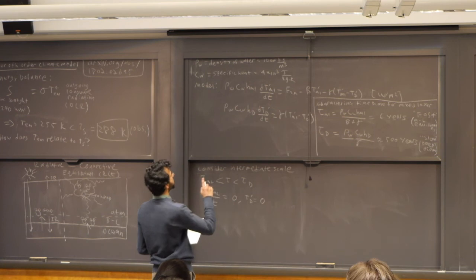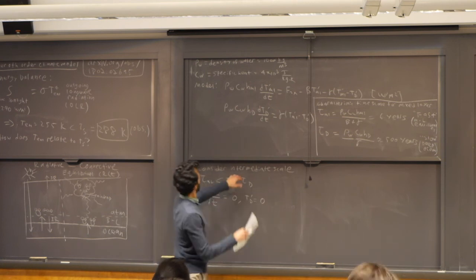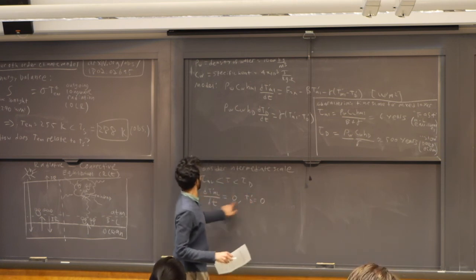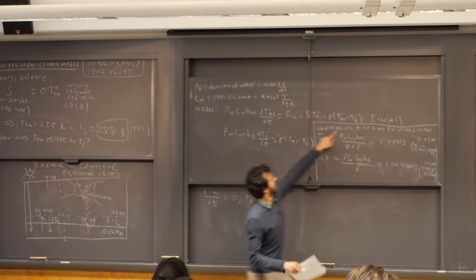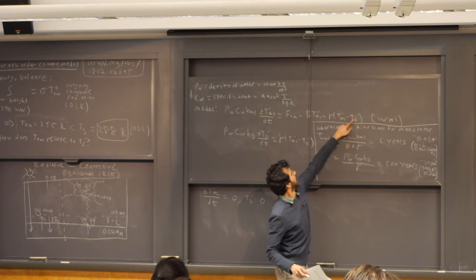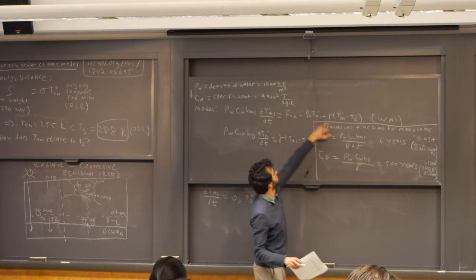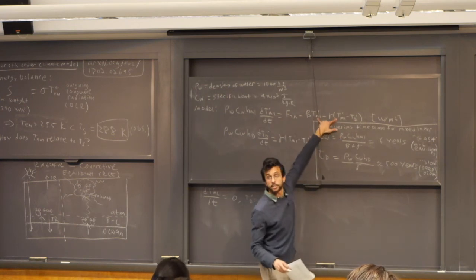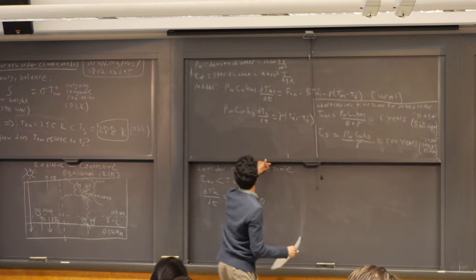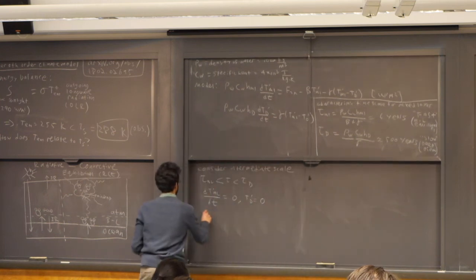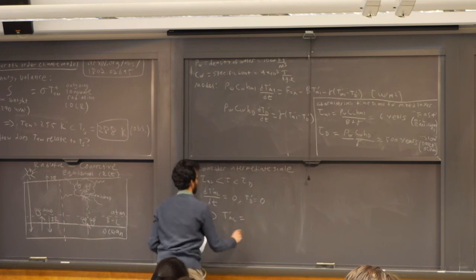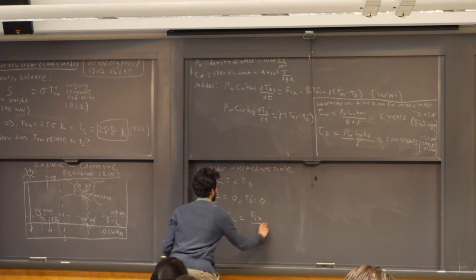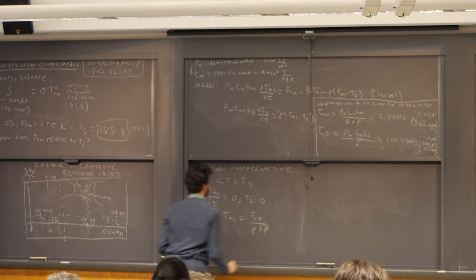But now I can go back to my equations, right? So if I take these two qualities and I look at this guy, I set this to zero, and I set that to zero. And then I solve. And that's an equation that only has these three terms, and I can solve for the mixed layer temperature perturbation.